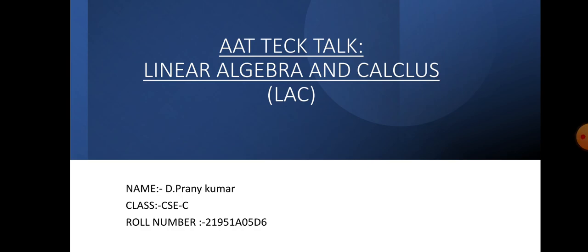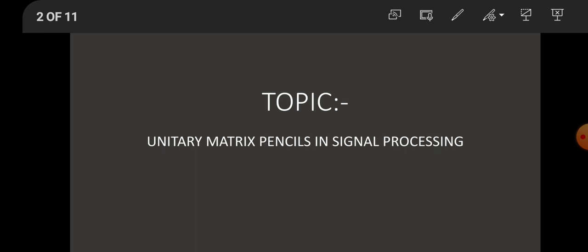So now let's discuss. Today's topic is unitary matrix pencils in signal processing. So first let's know about the unitary matrix. What is a unitary matrix? A unitary matrix is a matrix whose inverse equals its conjugate transpose. That means A inverse equals A conjugate transpose. Suppose we take A as a matrix, so A inverse equals A conjugate transpose. Unitary matrices are the complex analog of real orthogonal matrices.